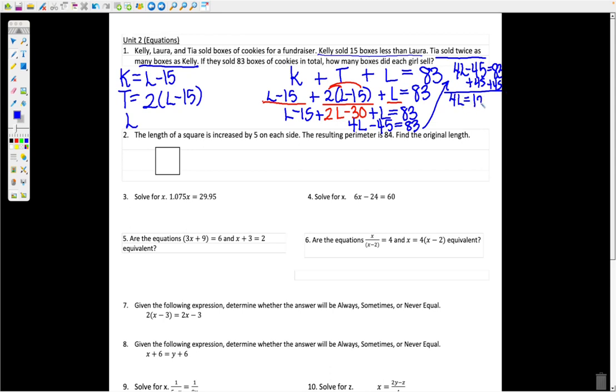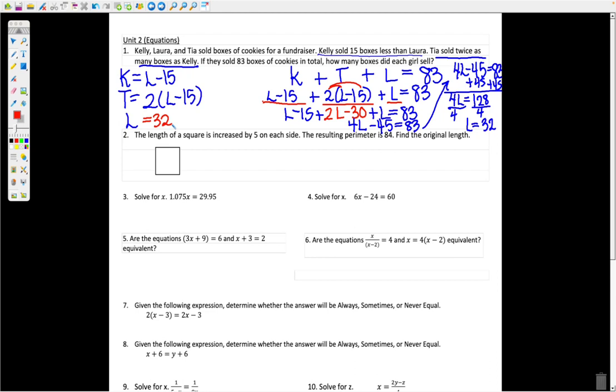83 plus 45 is 128. Divided by 4. L equals, 4 goes into 12 3 times, and then, okay, there we go. So that means Laura is 32. I'm going to come over here and write 32 for Laura.